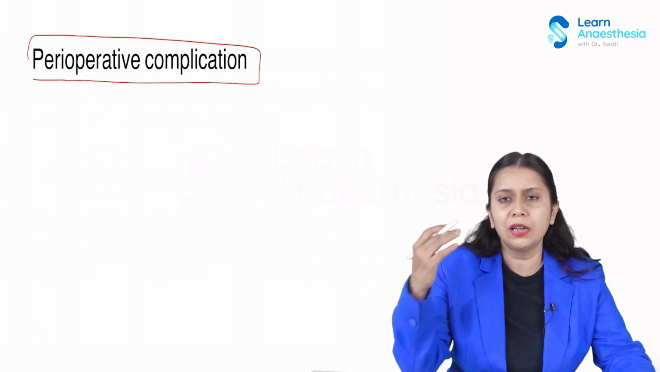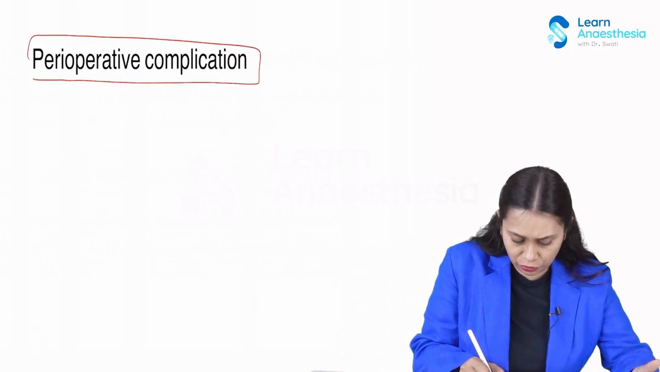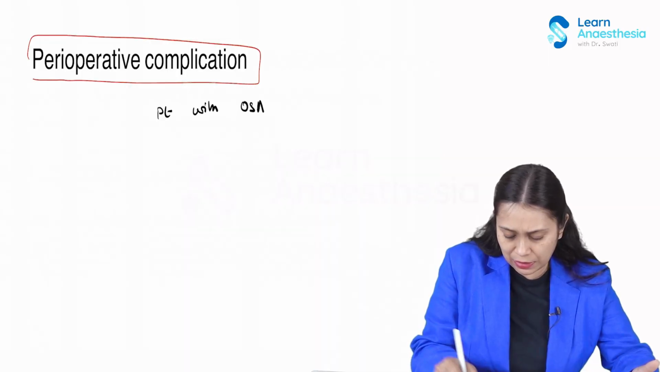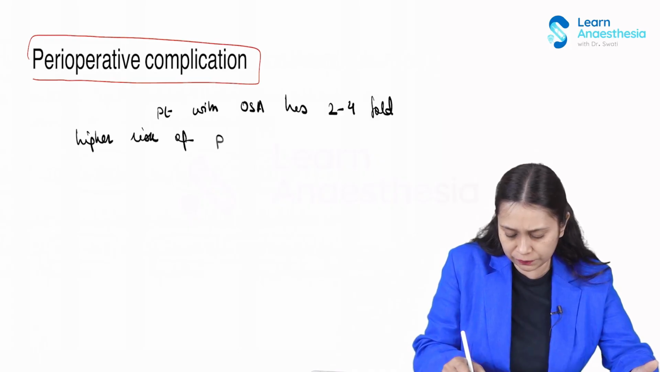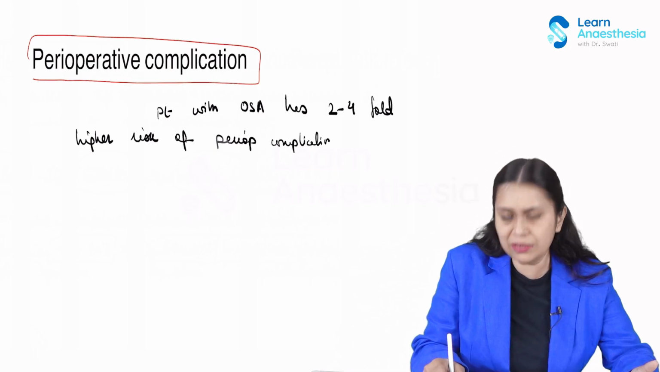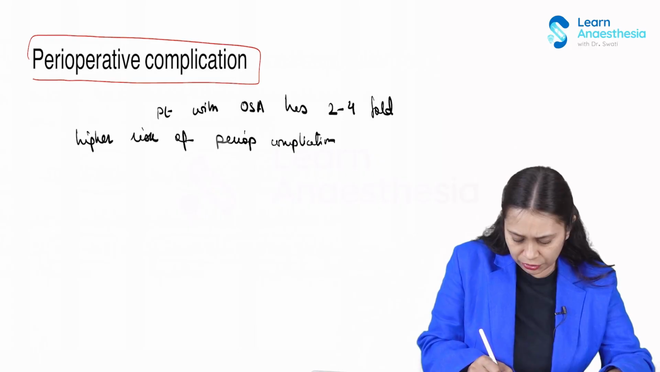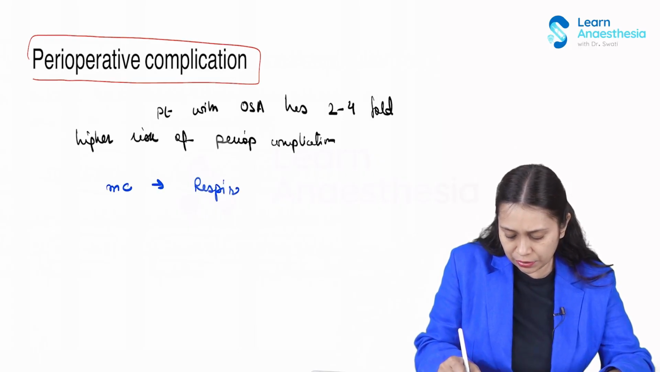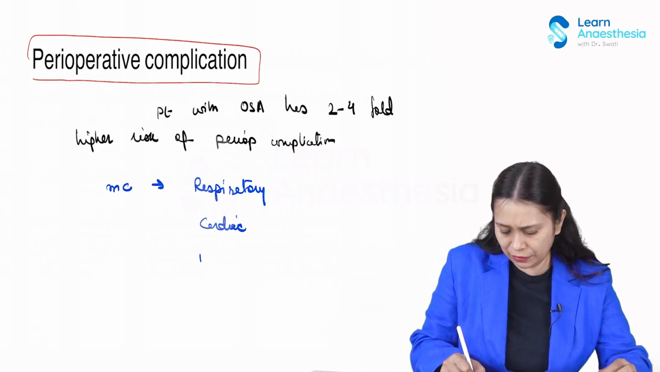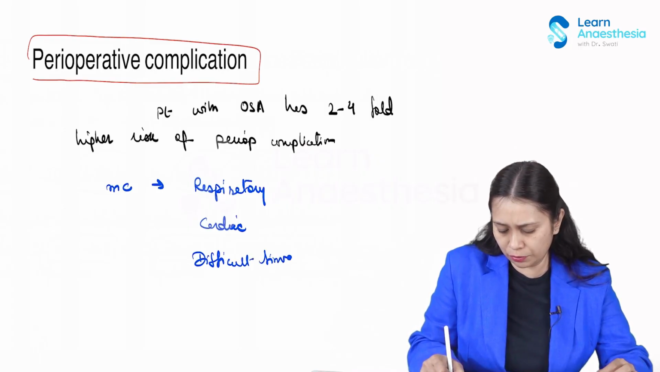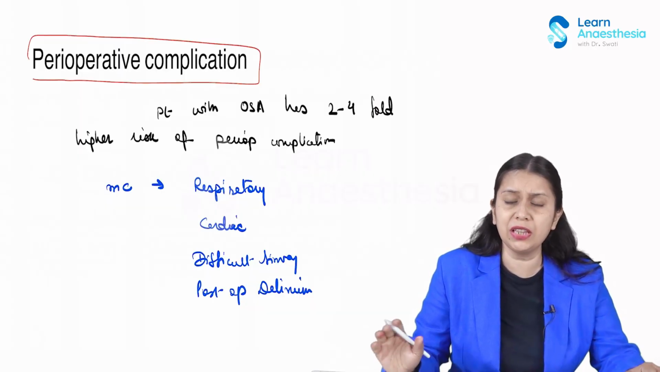So, what are the perioperative complications that we are concerned with in a patient with OSA? As I said, compared to the general population, the risk of complication is more in these patients. They have a 2 to 4-fold higher risk of perioperative complication. The most common system affected is respiratory, followed by cardiac complications, and some more complications like difficult airway or postoperative delirium. So, we will discuss in detail what the exact complications are which can happen in these patients and which we have to look for.